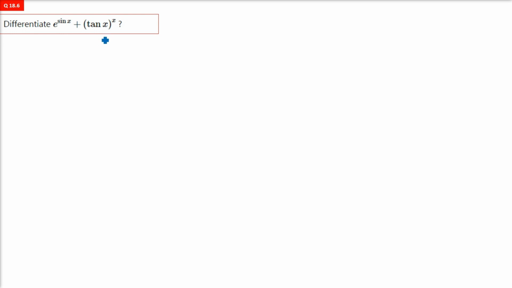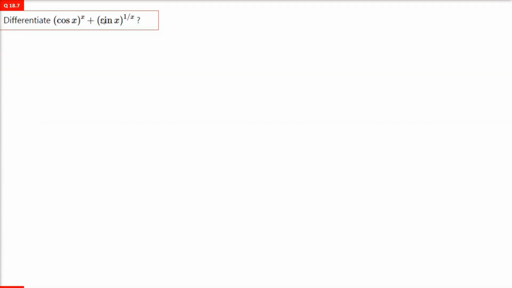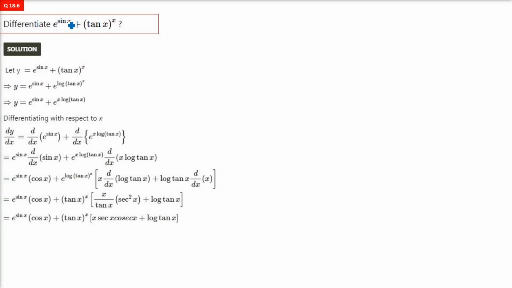Differentiate e raised to sin x and tan x raised to x. There are two ways to go about it. One way is to take the log of each separately, do them separately, and then add them together at the end. But there is another way also, because we know e to the power log is 1. So e to the power log can always be taken, and whichever of e^(sin x) or (tan x)^x is better to solve using that, is a better idea.